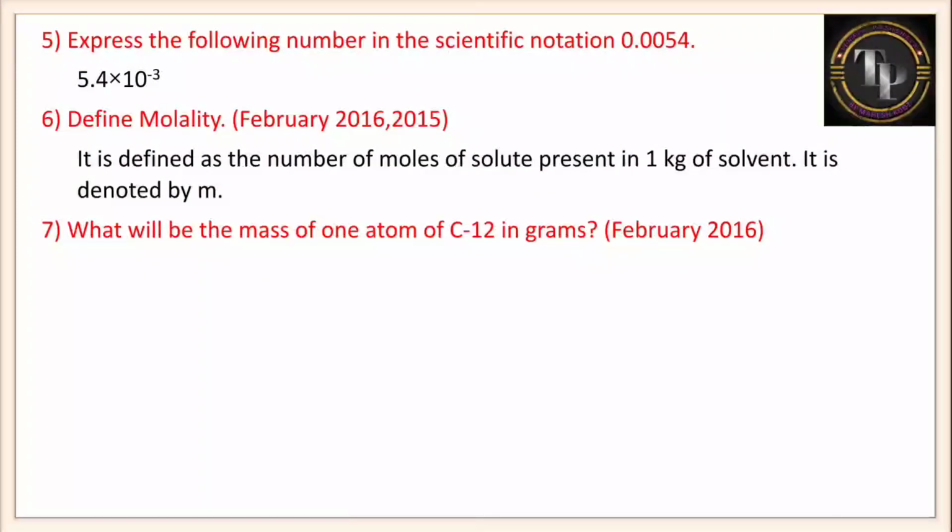What will be the mass of an atom of carbon 12 in grams? The mass of one atom of carbon 12 was found by scientists in the mass spectrometer, and its value is 1.992648 into 10 power minus 23, which is used for the calculation of Avogadro's number also. So this value is experimentally determined, guys, using the mass spectrometer experiment.